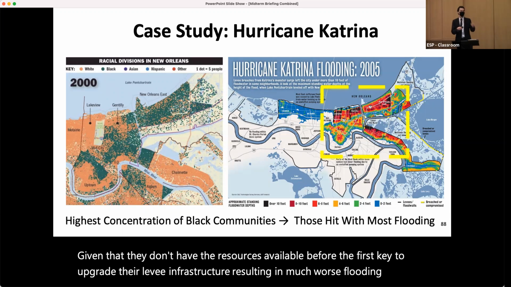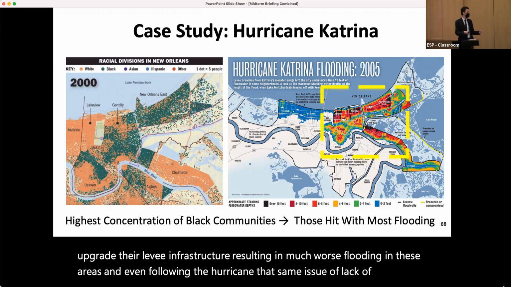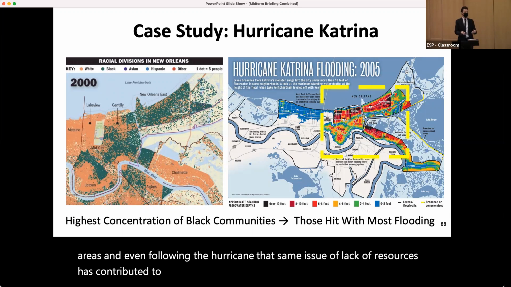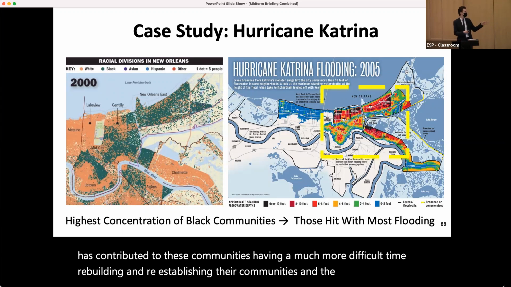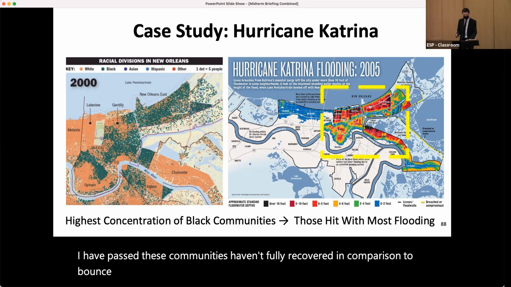And even following the hurricane, that same issue of lack of resources has contributed to these communities having a much more difficult time rebuilding and reestablishing their communities in the wake of the hurricane. Even though 15 years have passed, these communities haven't fully recovered in comparison to the bounce back we've seen from the white communities in New Orleans.